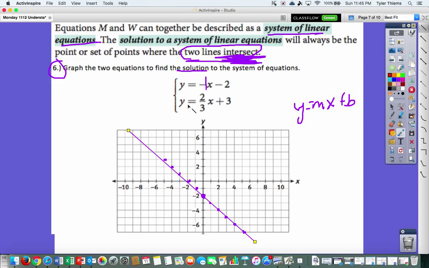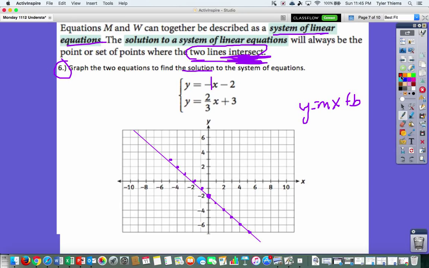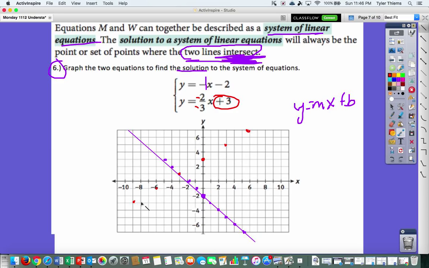Now we have to graph the second line to find the solution of this system. The b in this case is the plus 3, so this one starts at plus 3. And you'll notice this is a slope of 2 over 3. So rise 2, run 3. Rise 2, run 3. Run out of room, so now we have to make them negative: down 2, left 3. Graph this line. Boom, it goes through there.